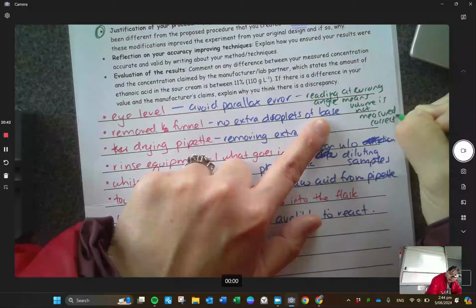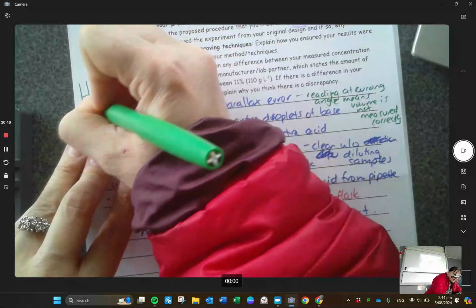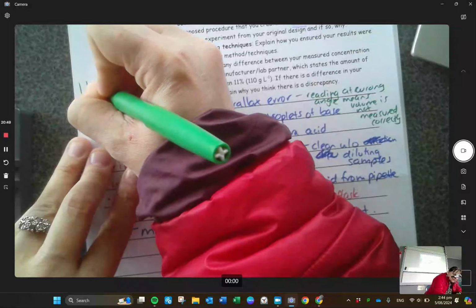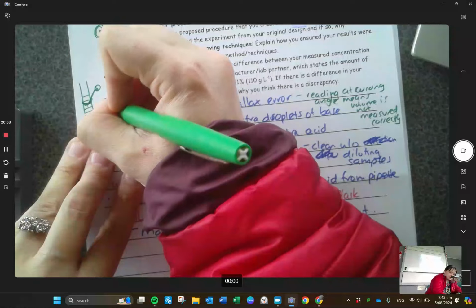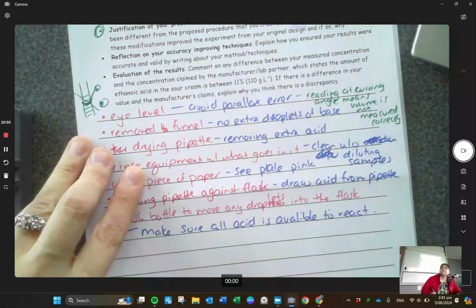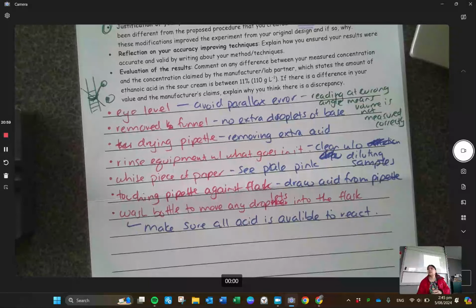And if you want, you can draw a little picture just to show what happens when you have a burette. And this is the bottom of the meniscus. If your eyeball's up here looking down, it's going to be a different number than if your eyeball's down here looking up. That makes sense? I feel like I did that badly.